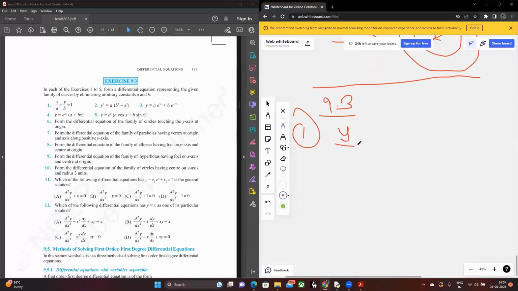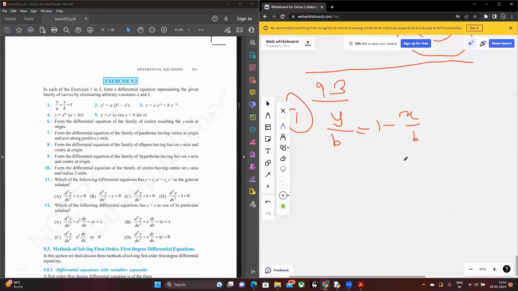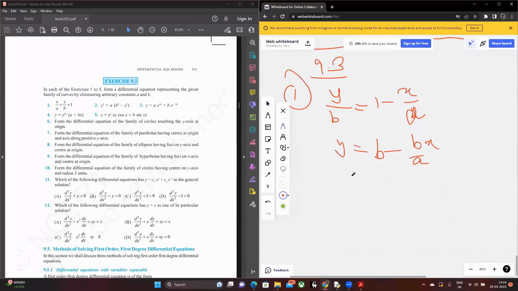Easy to see, right? To differentiate, I'm bringing this into a form that's very easy to differentiate. So first of all, y dash by b equals 0 minus 1 by a, so y is equal to b minus b by a into x. First of all, y dash equals minus b by a, and y double dash is 0.